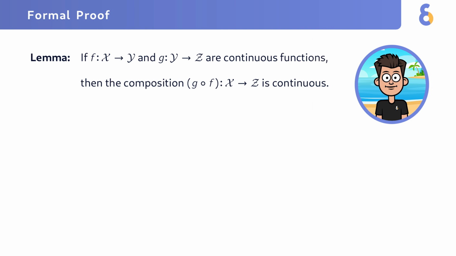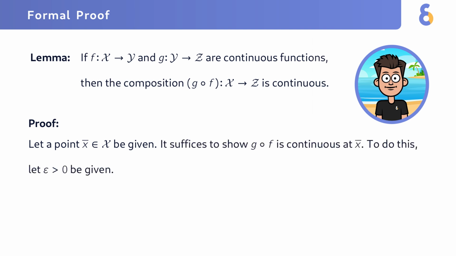Let's put this together in writing. To prove the composition is continuous, we show that it is continuous at an arbitrary point in its domain. So, we say, let a point x bar in X be given. What I like to do in proofs is explicitly state the definition of what I need to show. Here's what I mean in this case. I will write, it suffices to show the composition of g and f is continuous at x bar.